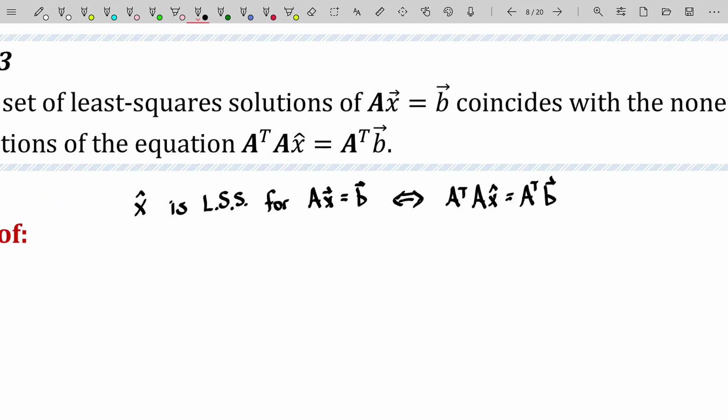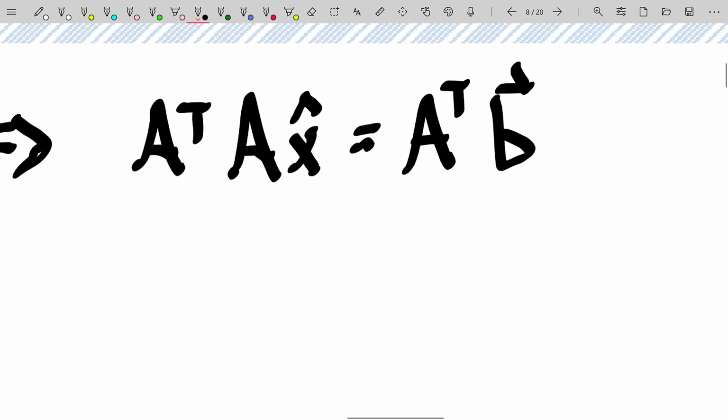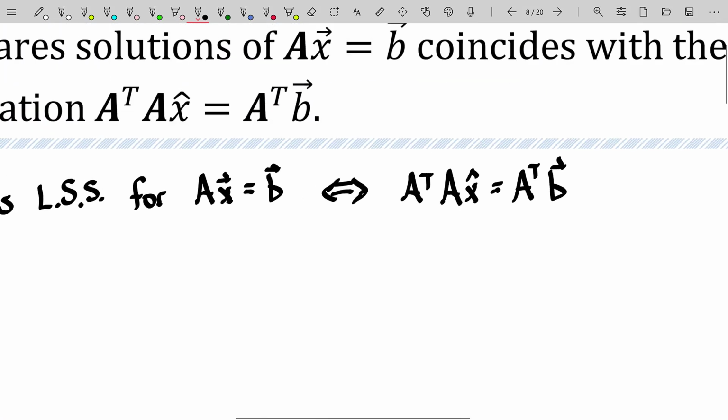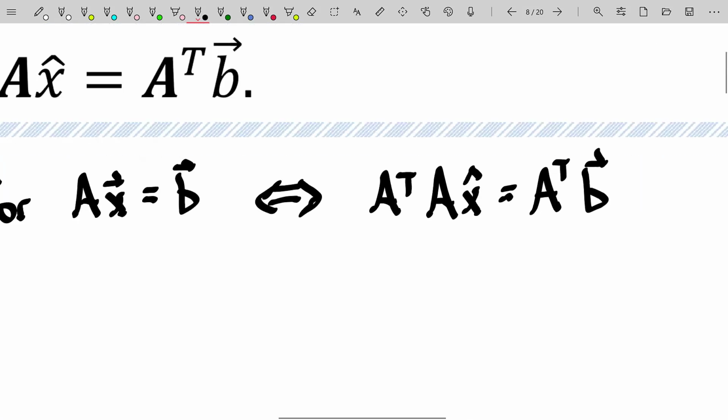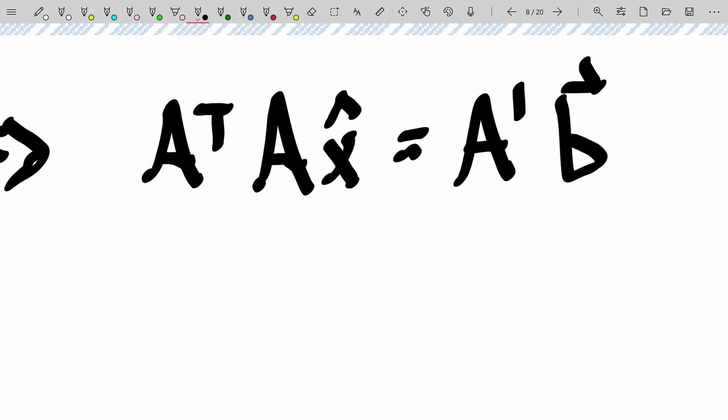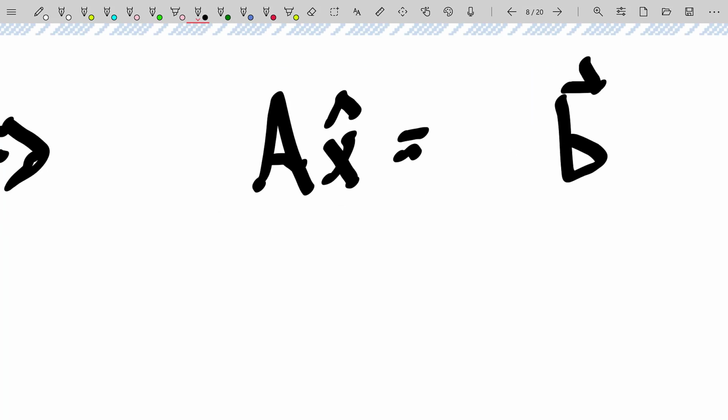Likewise, we're saying that if A transpose A x hat is equal to A transpose b, then x hat must be a least square solution for Ax equals b. Now you might say, hold on a second, that can't be true, because if A transpose A times x hat is equal to A transpose b, then A x hat must be equal to b. That's actually not true at all.